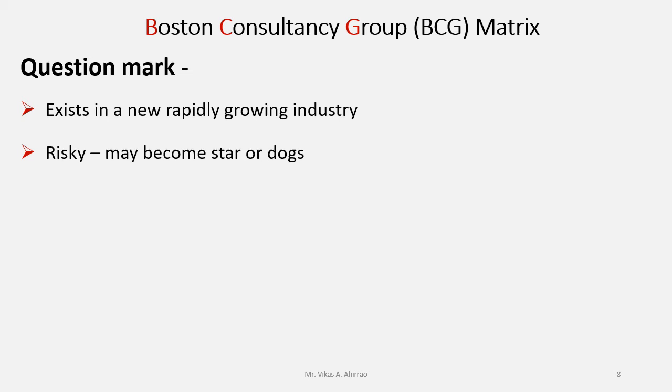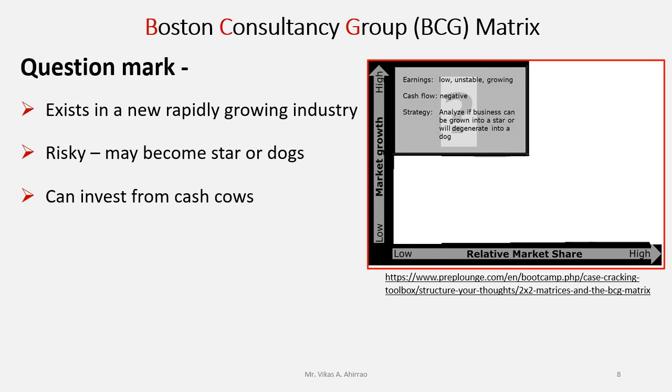But if they are having the positive potential, that is, if they are having sufficient strengths, then they may convert themselves into the stars. The businesses can invest from cash cow into the question mark area businesses.